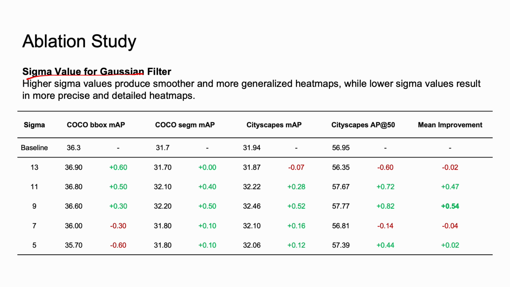And in the previous results we saw, we used a sigma of 9. And here we have different sigma values compared to the baseline. And we can see that the sigma value actually has quite some impact on the performance. Here we only list the most important metrics, and we have the mean improvement here. We can see that with sigma equal to 9 or 11, we can bring quite some improvement overall. But when using a smaller sigma or a higher sigma, the performance will start to decrease.